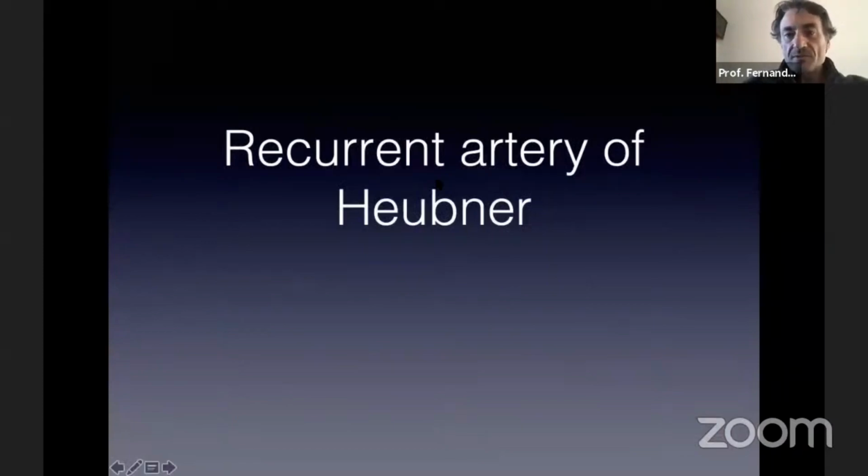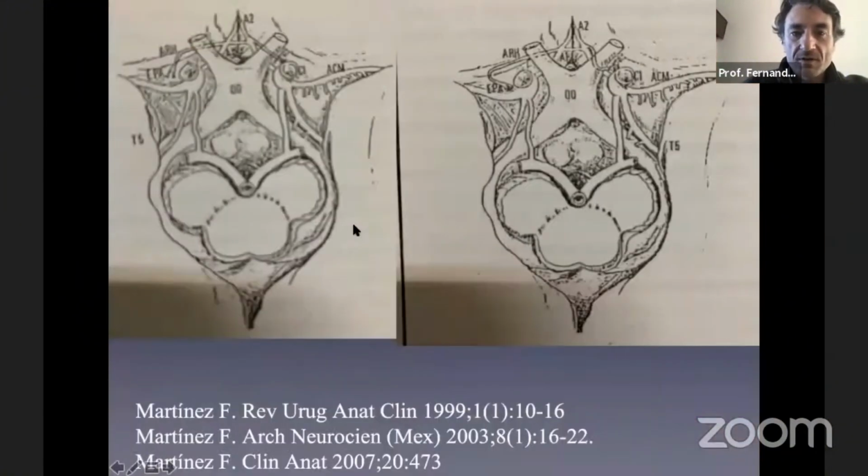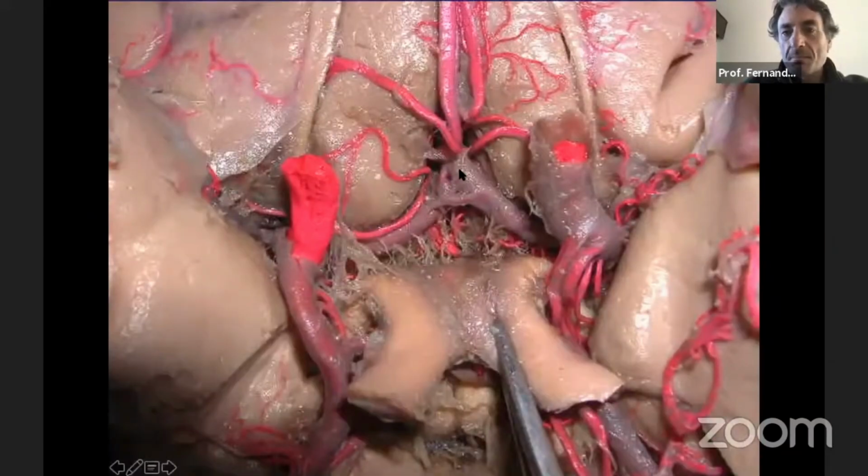The recurrent artery of Heubner is a very interesting branch because it can have some variations. For example, here we can recognize the artery originating from the pericommunicating area of the anterior cerebral artery. The trajectory in this case is an L-shaped artery. But in this case, we have an inverted L-shaped artery. The recurrent goes in this direction and turns to the anterior perforated substance. In this case, the artery has a relationship with the gyrus rectus.